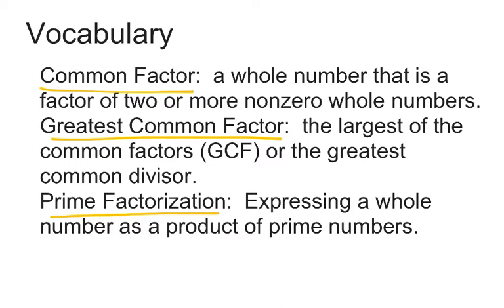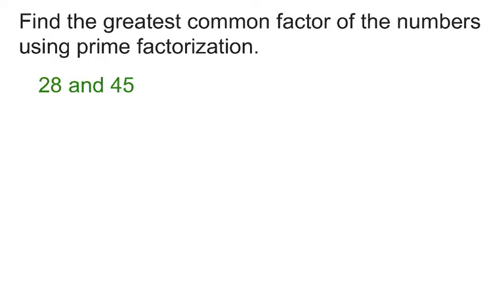So let's look at some examples of how we can find the greatest common factor using prime factorization. Let's look at our first example. Find the greatest common factor of the numbers using prime factorization. So our numbers that we're going to look at are 28 and 45. So let's start by using a factor tree to give us the prime factorization of 28. And of course, there's different ways to model the prime factorization. I'm going to start with 4 times 7.